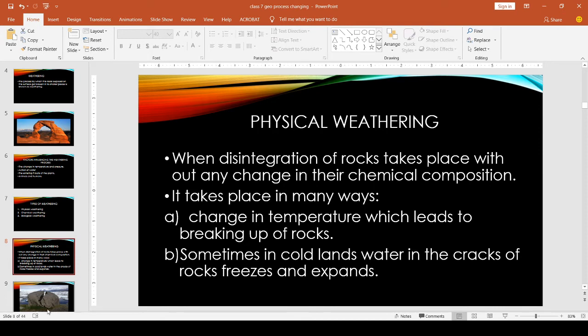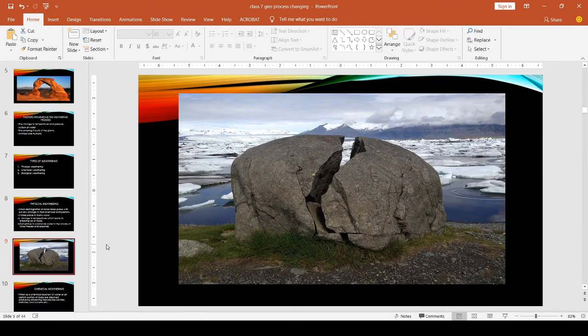I will show the picture so you can understand very easily. See, this is the picture of physical weathering. Actually, the breaking of rocks happens from the original rocks, right? But there is no change in their composition. This is known as physical weathering. Okay, it takes place in many ways.